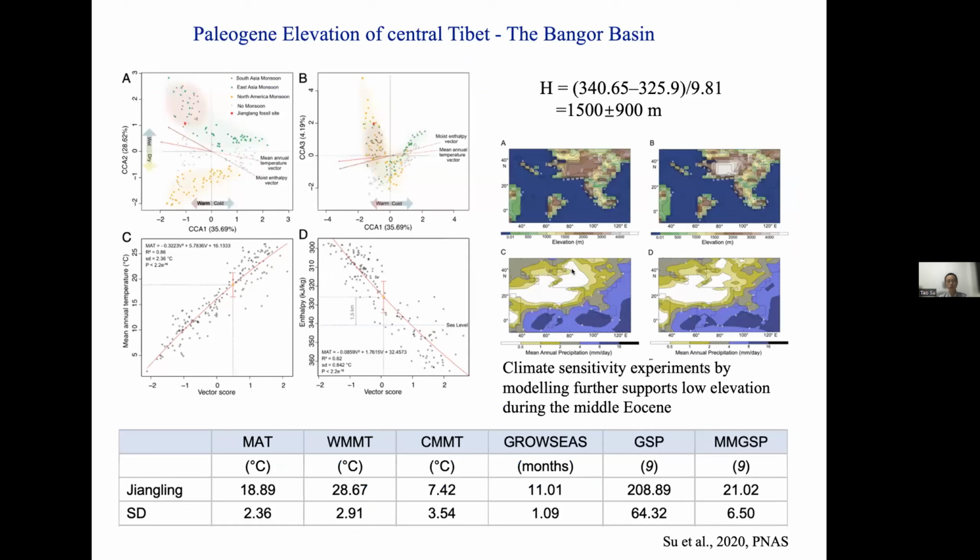So what's the elevation at that time for the flora? We reconstructed the paleoelevation with the CLAMP analysis. According to the result, an elevation of about 1,500 meters was reconstructed. So it was much lower than nowadays.